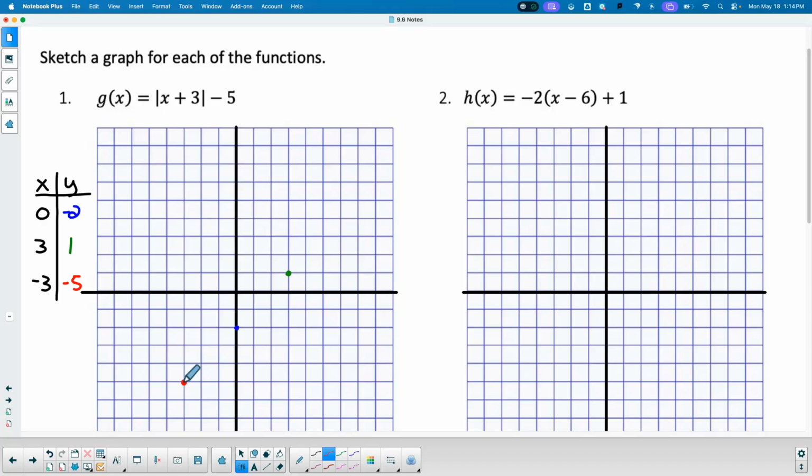Which way should we go? Should we go left of negative 3 or right of positive 3? Left of negative 3. Let's go to negative 4 then. Negative 4 plus 3 is negative 1. Absolute value of negative 1 is 1. Minus 5 is negative 4. Have I found my V yet?